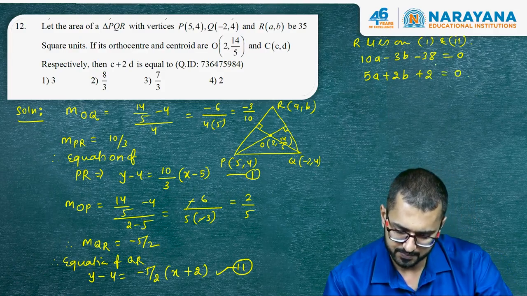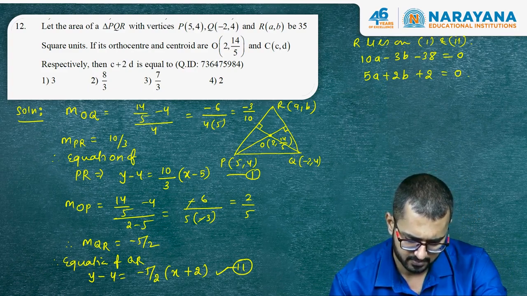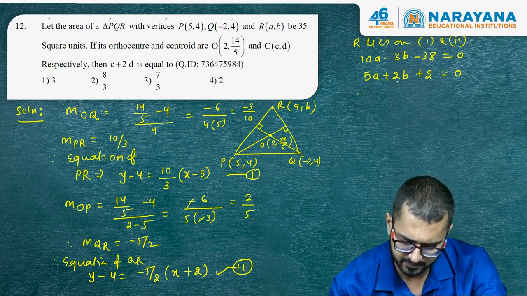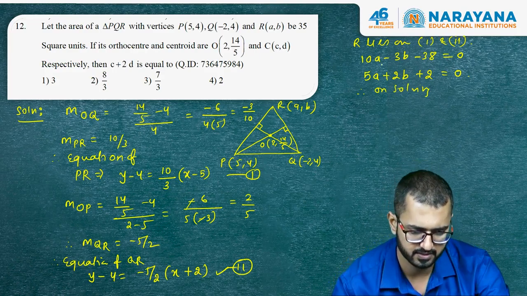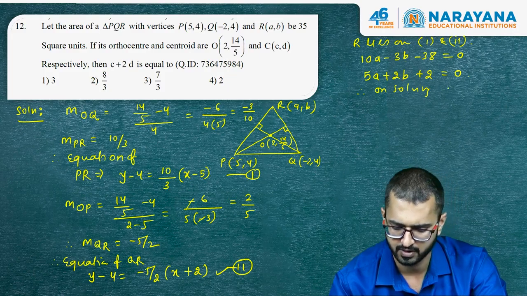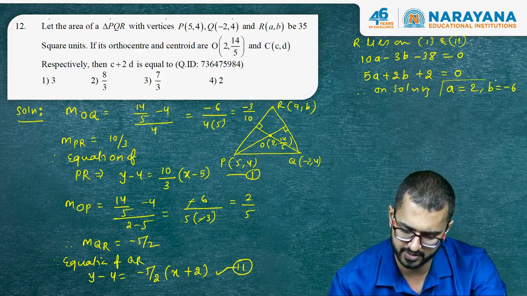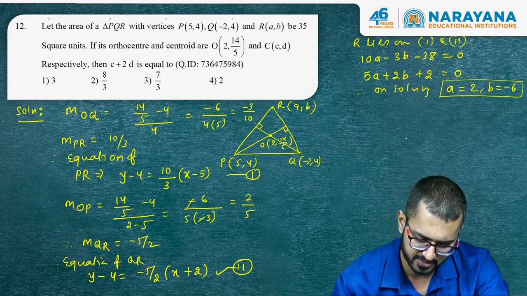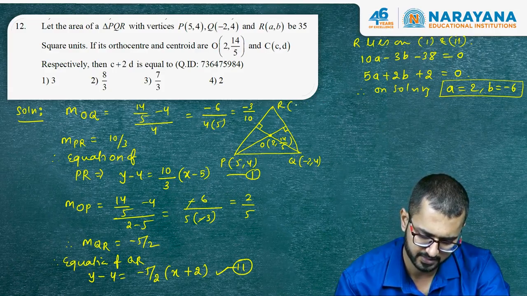So now we need to solve this to get a and b. So we got 5a and then 2b. On solving we get here 5 and 2 and we are getting minus 2, and this is 38. So 20 plus 18 is 38, and 10 minus 12 is minus 2. So a will become 2 and b will now become minus 6. So a is 2 and b is minus 6. That means we found the coordinates. So coordinates of R are going to be 2 and minus 6.